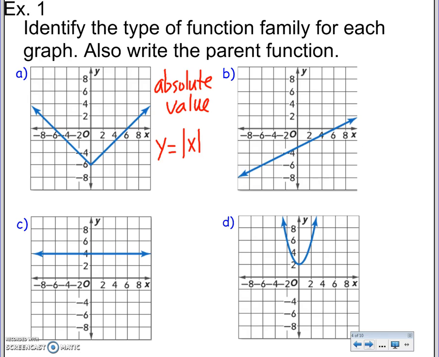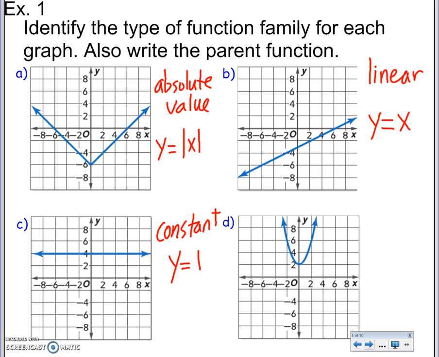All right, B, that's just a straight diagonal line. I know that's a linear graph. The parent function for a linear graph is just y equals plain old x to the first power, which we don't have to write the power. C, that's a constant function. This is left and right. We're not going diagonal. So I write constant. And the parent for that is just y equals 1. You don't say y equals 4. That's just y equals 1 moved up.